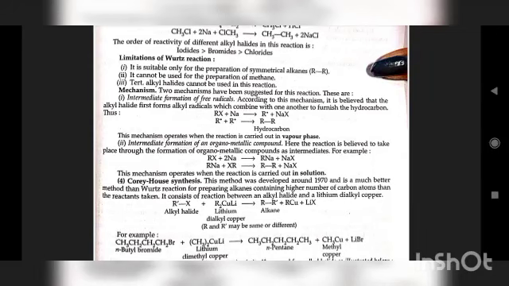House synthesis. This method was developed around 1970 and is a much better method than Wurtz reaction for preparing alkanes containing higher number of carbon atoms than the reactant taken. It consists of reaction between alkyl halide and a lithium dialkyl copper. For example, alkyl halide plus lithium dialkyl copper gives alkane plus RCu plus LiX.